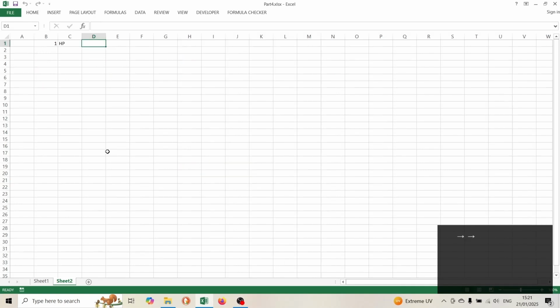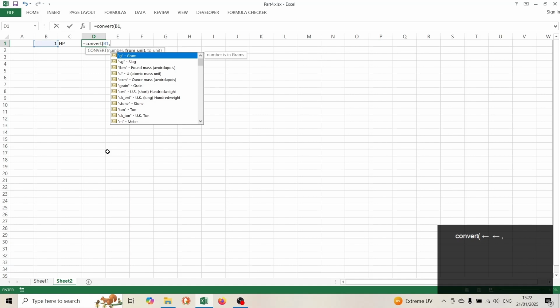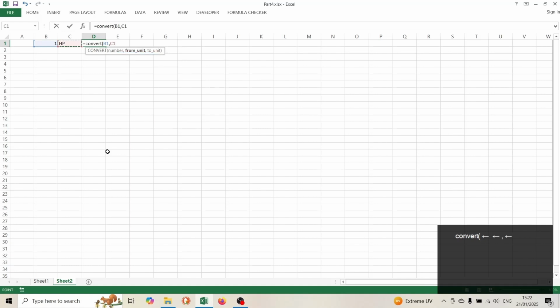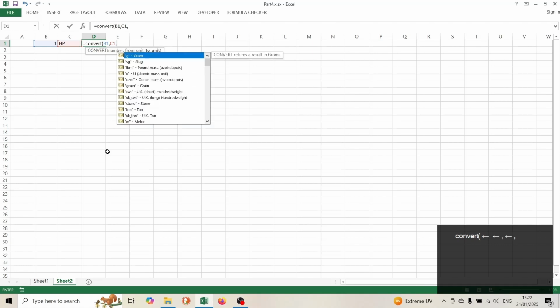Native Excel contains a function convert, which converts from various units to various other units. This requires 3 parameters, which can be either text or cell references. So the first parameter is the value to be converted. The second one is a text string representing the unit that we want to convert from. And the third one is a text string representing the unit that we want to convert to.